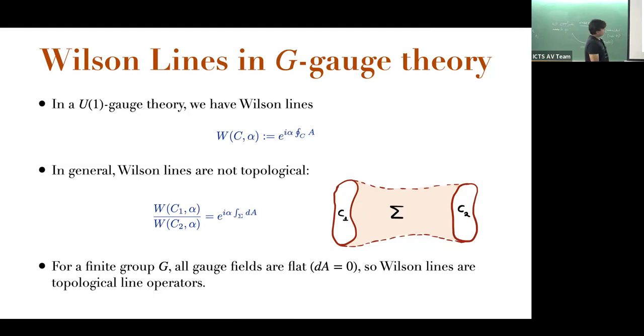So for finite groups, because these gauge fields are flat, there's no dependence on the exact shape of the loop. So these are topological line operators. And because these are topological line operators, they implement different kinds of symmetries depending on which dimension we are in. In 2 dimensions, a 0-form symmetry, and in 3 dimensions, we'll have 1-form symmetries implemented by Wilson lines.